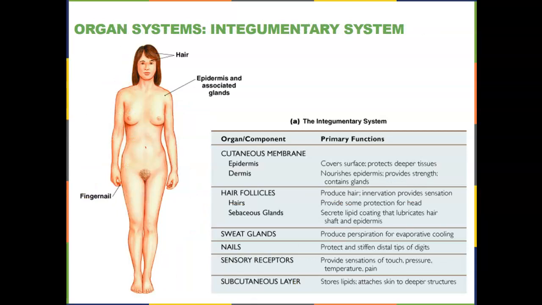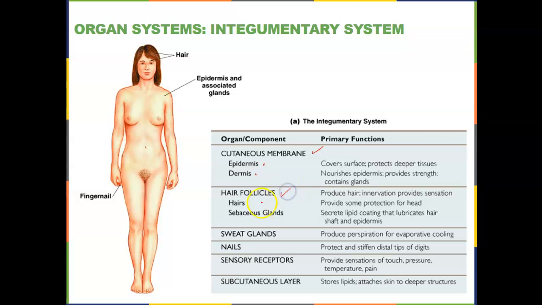The integumentary system is the largest system in our body. It consists of cutaneous membranes, skin, which are the epidermis and dermis, all right? The skin is actually a really cool organ. We'll be looking at that in detail pretty soon.